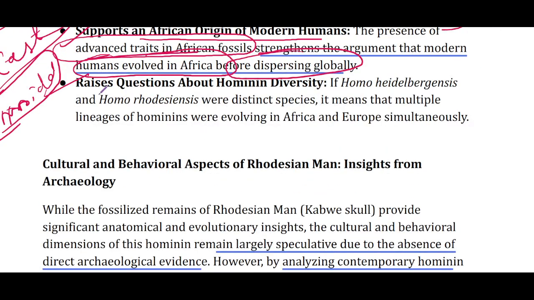Then the third implication is that it raises questions about hominin diversity. So if Homo heidelbergensis and Homo rhodesiensis were distinct species, it means that multiple lineages of hominins were evolving in Africa and Europe simultaneously. So again, the difficulty is about taxonomic placement.